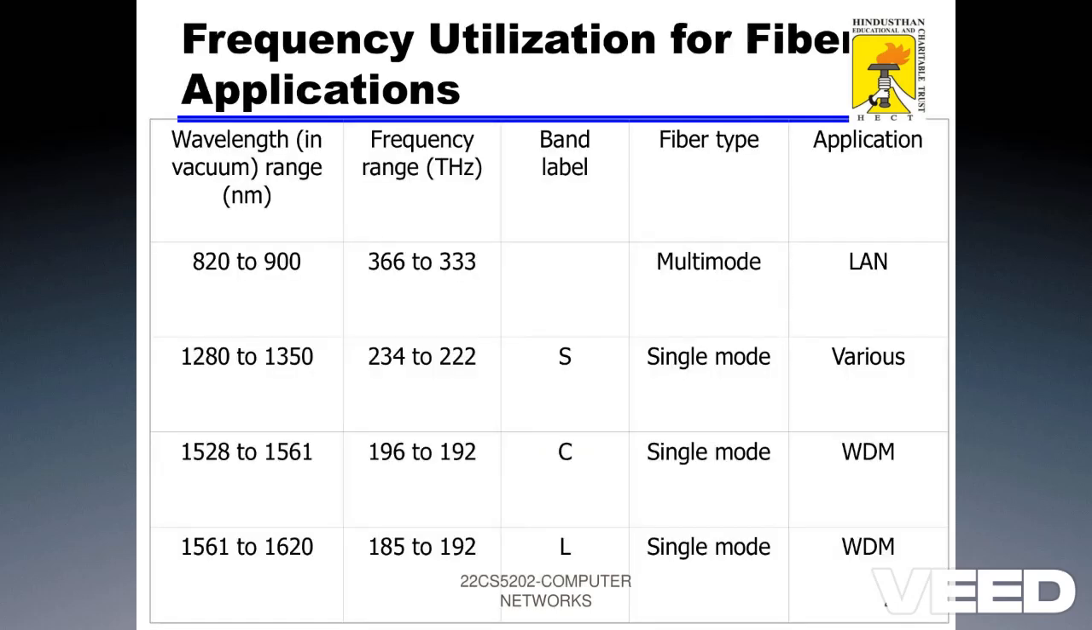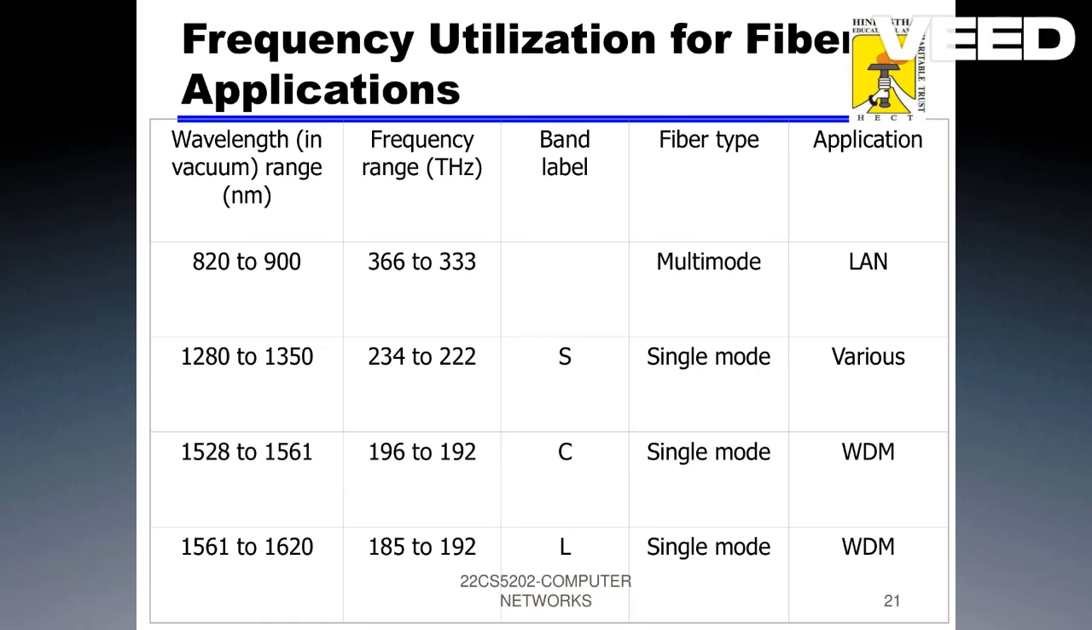Frequency utilization for fiber optics: the wavelength is 820 to 900, and the frequency range is 366 to 333. There is no band label, the fiber type is multi-mode, and the application is LAN. The next wavelength is 1280 to 1350, with a frequency range of 234 to 2222. It is single mode, and the application is various kinds of applications.